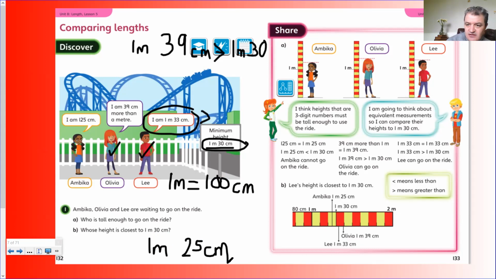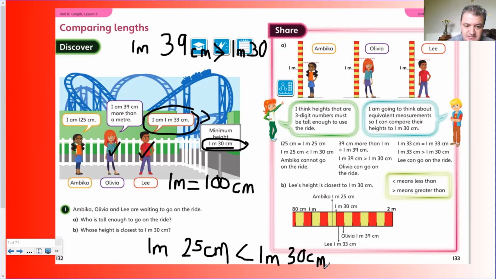Is that greater than or less than 1 meter 30? It's less than. Let's just do that. Equality symbol. My number sentence, or my number expression would be this. Therefore, she's too short, unfortunately. So I think Olivia and Lee will be able to go on the ride. Ambika won't be able to go on the ride.